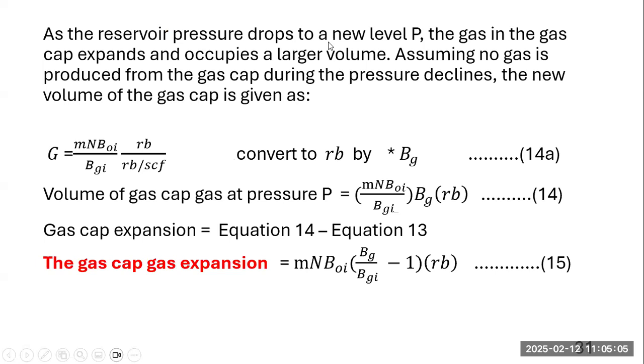As the reservoir pressure drops to a new level, the gas in the gas cap expands, okay, and occupies a larger volume. Assuming no gas is produced from the gas cap during the pressure decline, the new volume of the gas cap is given as. Okay, so let's look at this. You have your G equals M N BOI over BGI. Okay, remember that your G BGI equals M N BOI, from here.